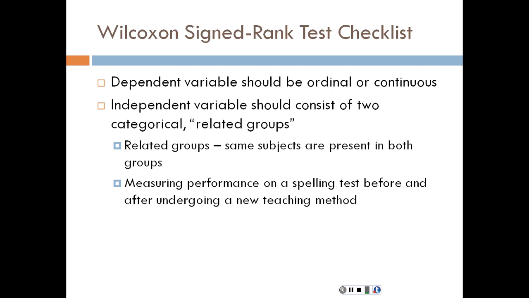For example, let's just say we've measured 10 individual performances on a spelling test. Their performance would be the dependent variable. So we are measuring their performance on a spelling test before and after they underwent a new form of computerized teaching method to improve their spelling. You would like to know if the computer training improved their spelling performance.